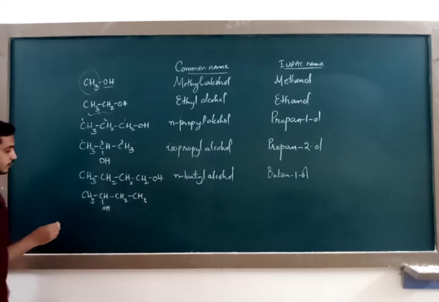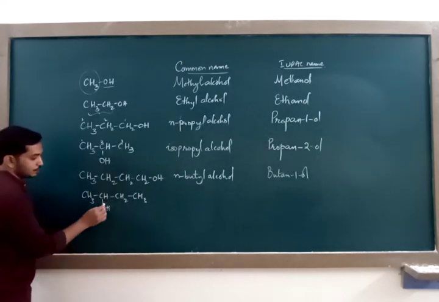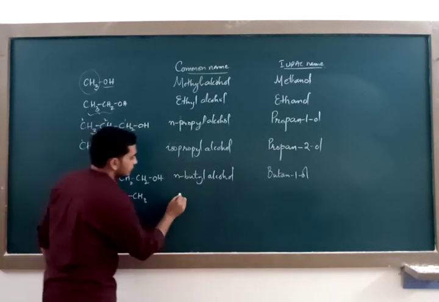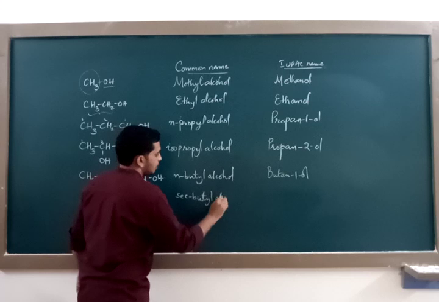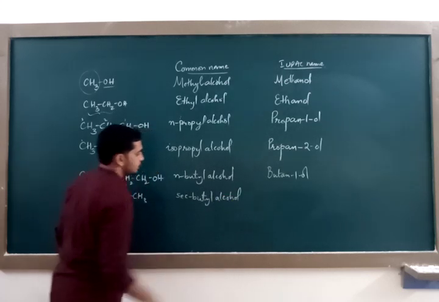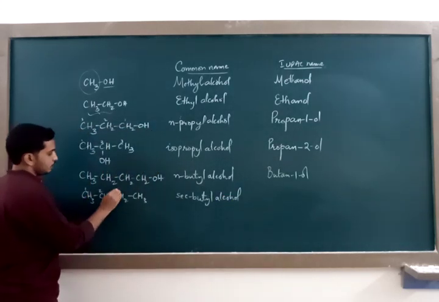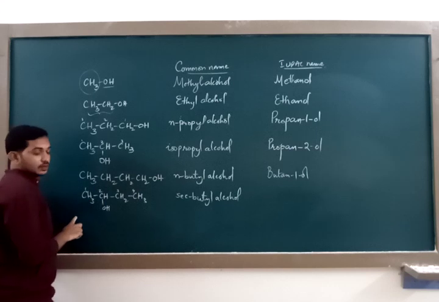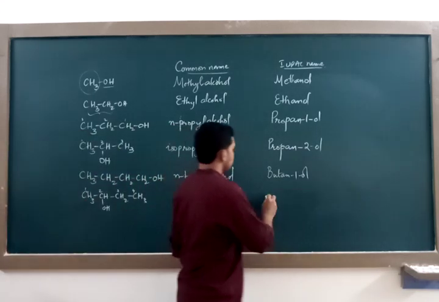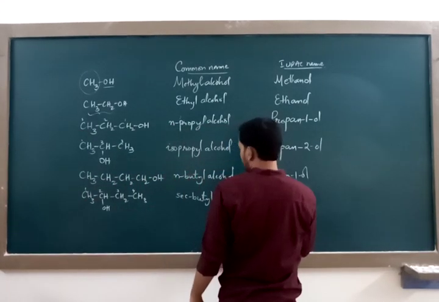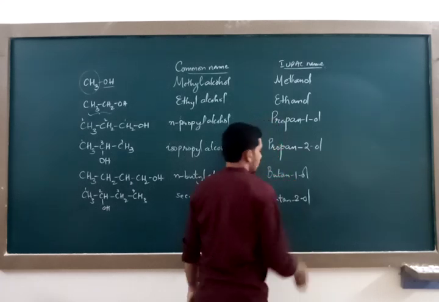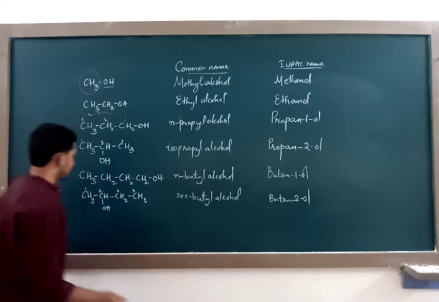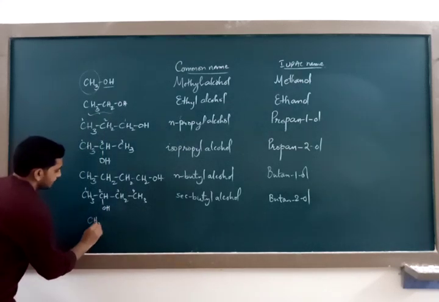Look at the nature of the carbon to which the hydroxyl group is attached. It is attached to a carbon which is attached to 2 carbons. Therefore it is secondary butyl alcohol, and the IUPAC name according to the lowest number rule is 2-butanol or butane 2-ol. What about this example?